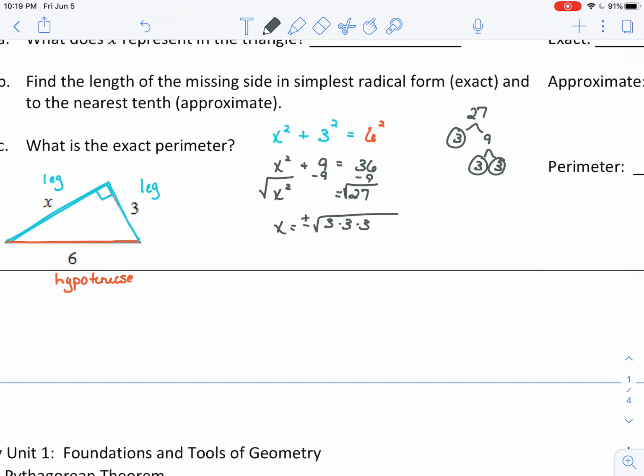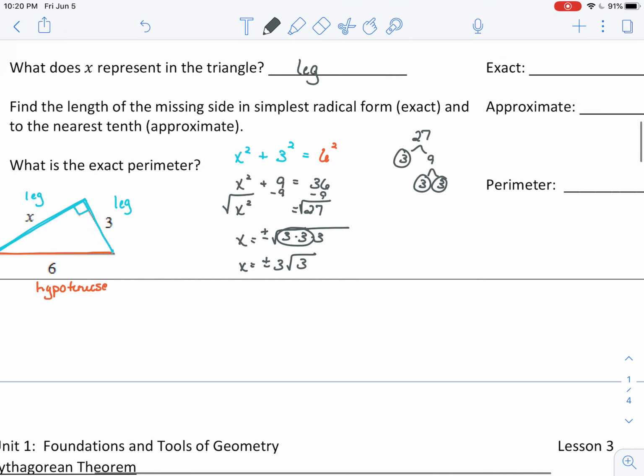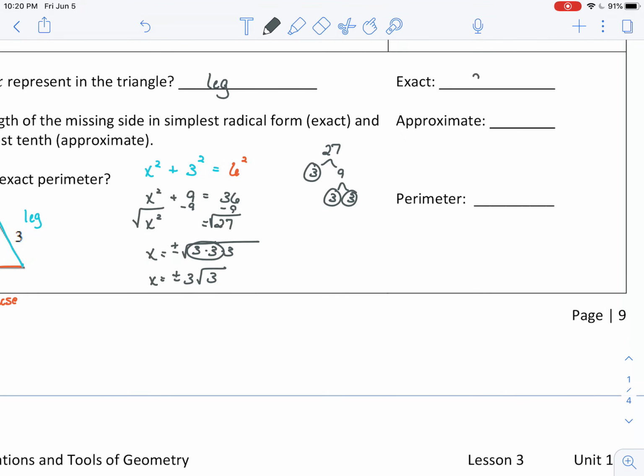And as always, when you solve by square roots, you have two solutions. We're just going to chuck out the negative because I'm not going to have a negative leg length. Pairs make perfect squares. 3 times 3 is 9. Square root of 9 is 3. There's a leftover 3 who didn't pair up. So that means that leg, which I kind of skipped over, the leg was what I did not know in this problem. Its exact length is the positive 3 square root 3 units long.